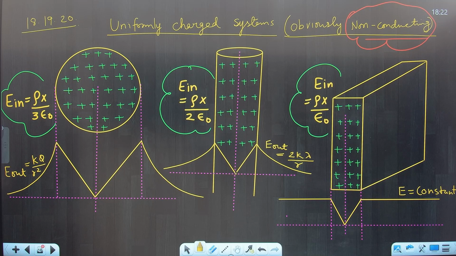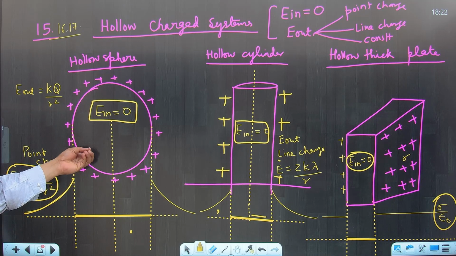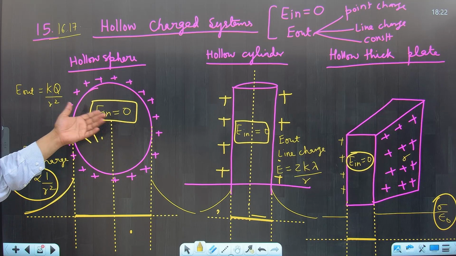Uniformly charged systems, obviously non-conducting. So we should understand that whenever there is a conducting body, all excess charge comes outside at the surface of the body. So there is no excess charge inside. You can't put excess charge inside the conducting body. So all these three you can say are the conductors.